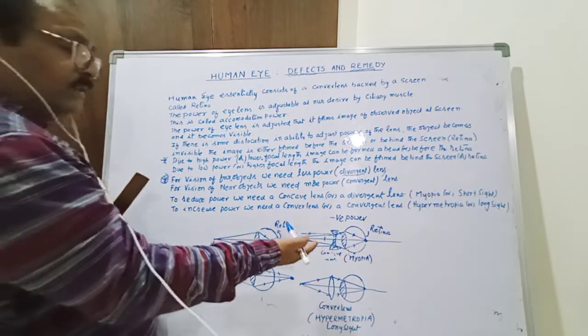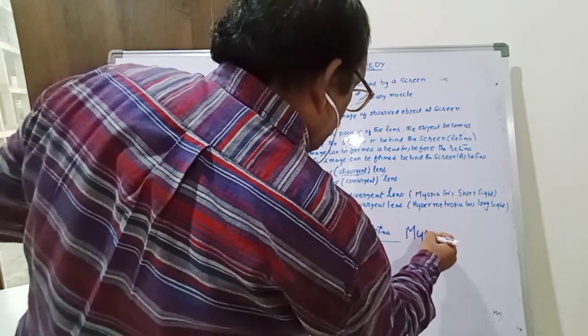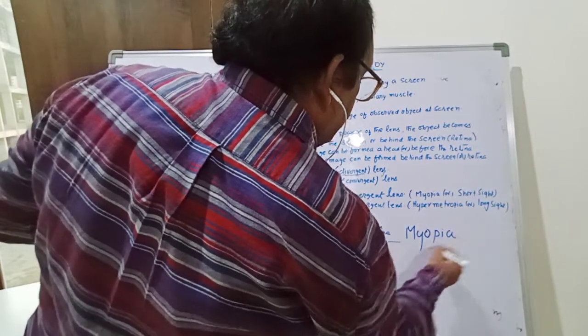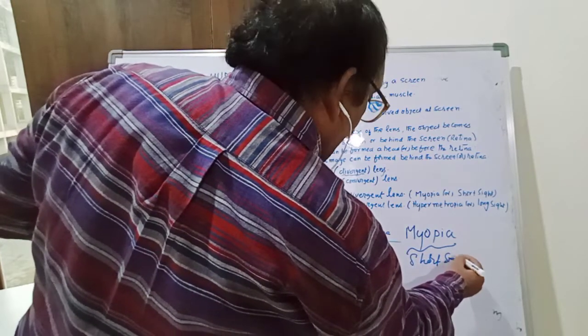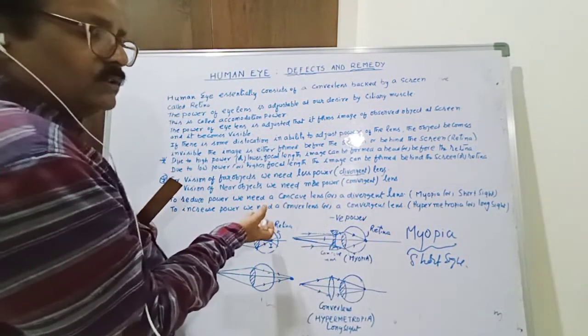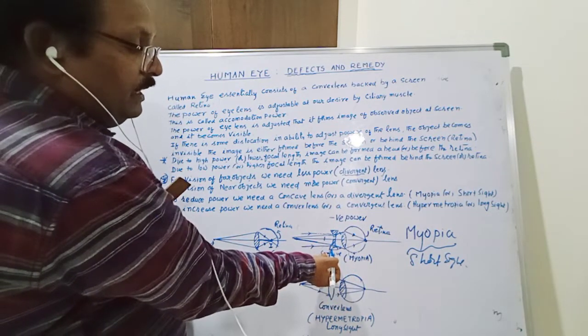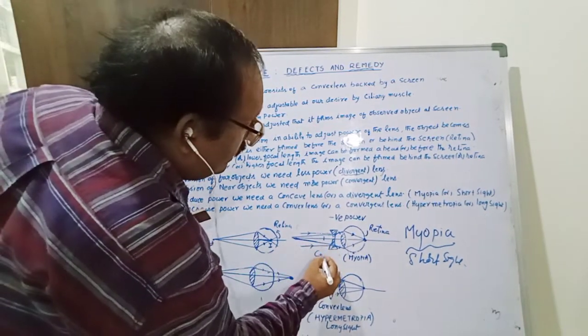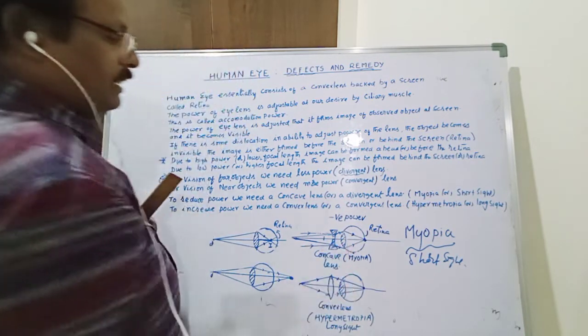So people who are suffering from myopia, that is short sight. This is called short sight. And they have short sight, they do not have long sight. So for such people, we must recommend a concave lens. This must be a concave lens or a divergent lens.